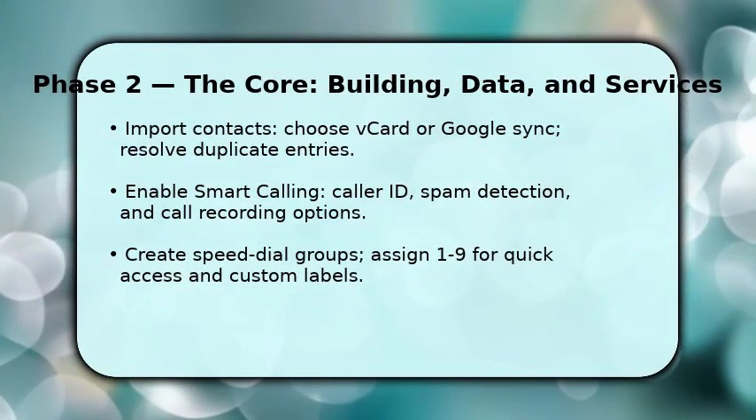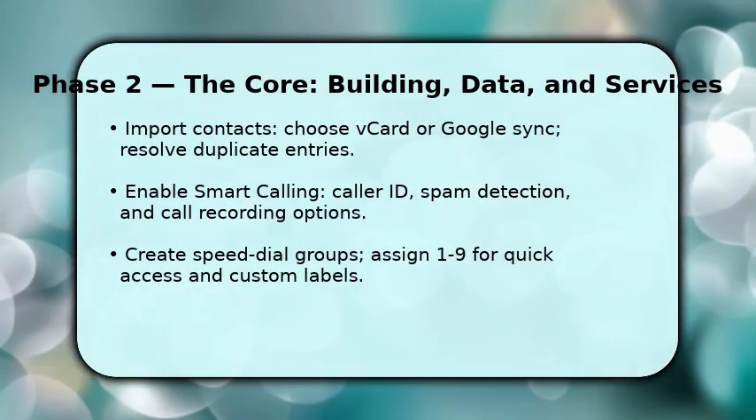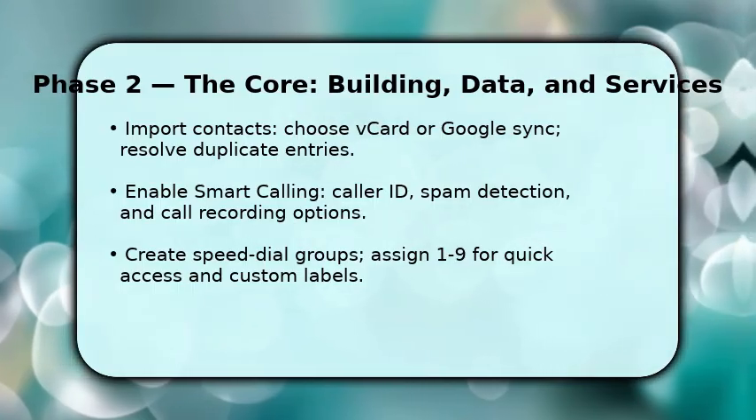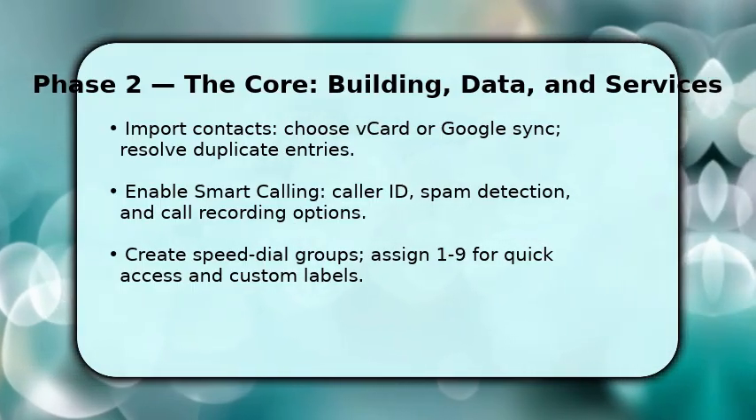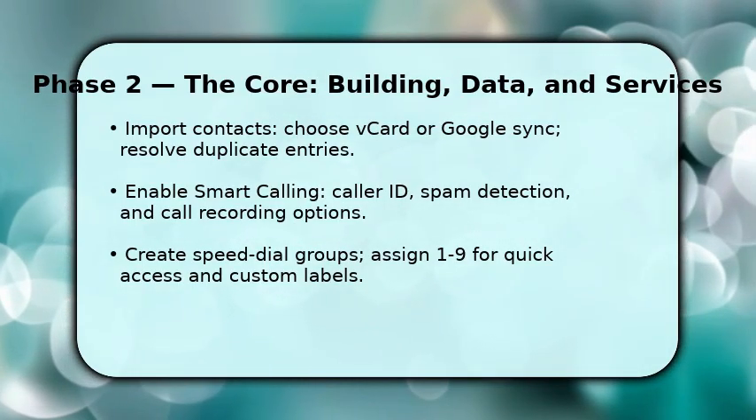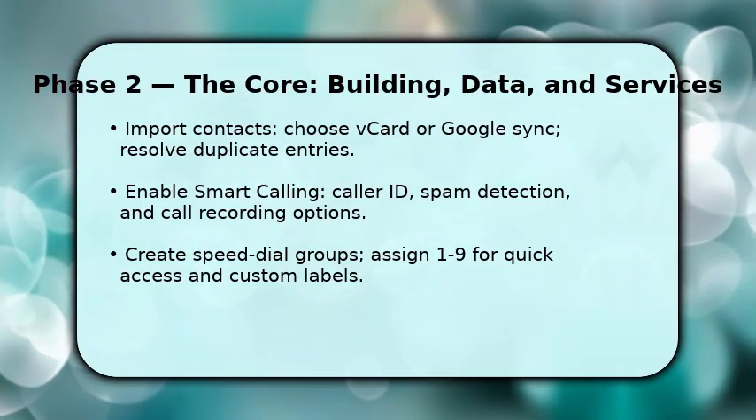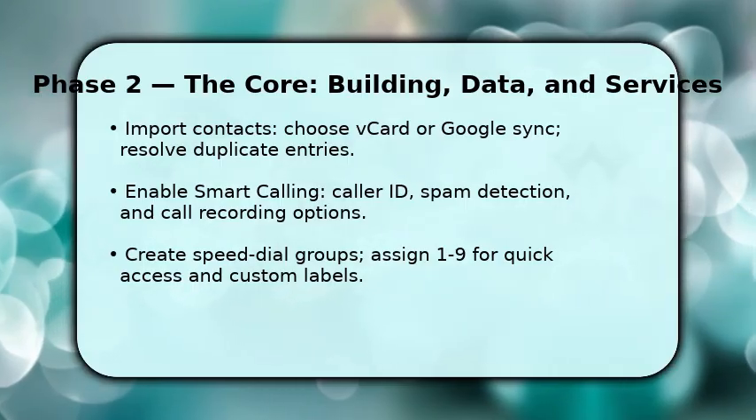You now configure the core functions to match how you call. Import contacts from a vCard or link your Google account and resolve duplicates so names display correctly. Then enable smart calling, turn on caller ID, spam detection, and optional call recording. Each has toggles with brief explanations.